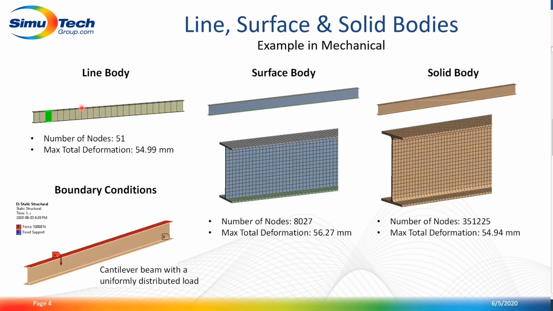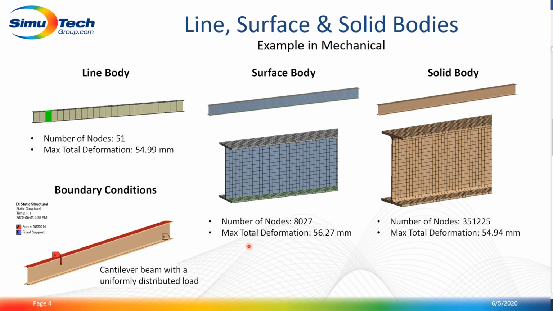If we compare the structural response of these three different representations of the H-beam using a cantilever setup, which is a fixed support here on the right and a uniformly distributed load on the top of the beam, we can see that from left to right, the number of nodes, which is proportional to the number of equations to solve, is increasing. So for the line body, we have approximately 50 nodes. For the surface body, we are now at 8,000, and for the solid body, we are at 350,000 nodes. However, the maximum total deformation doesn't really change from one model to another.